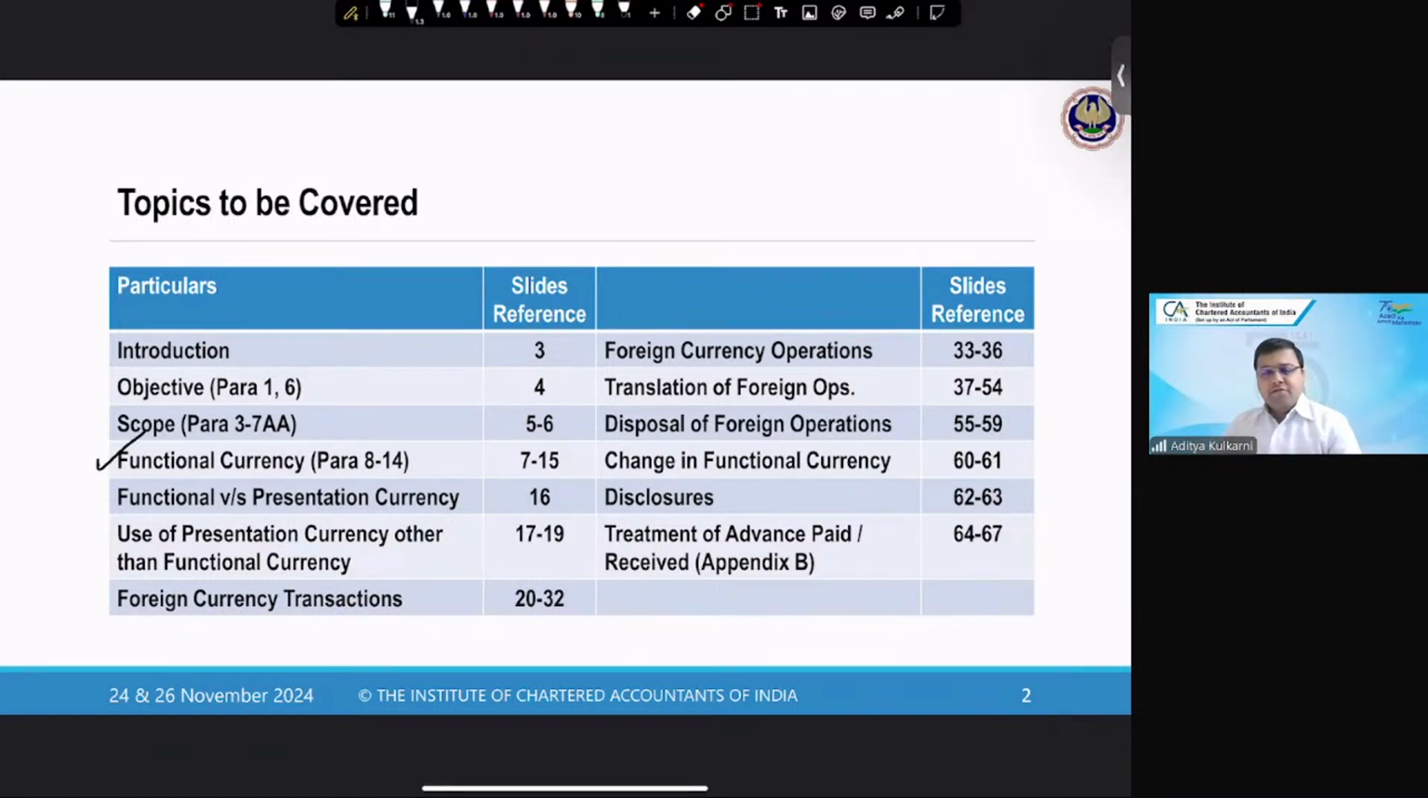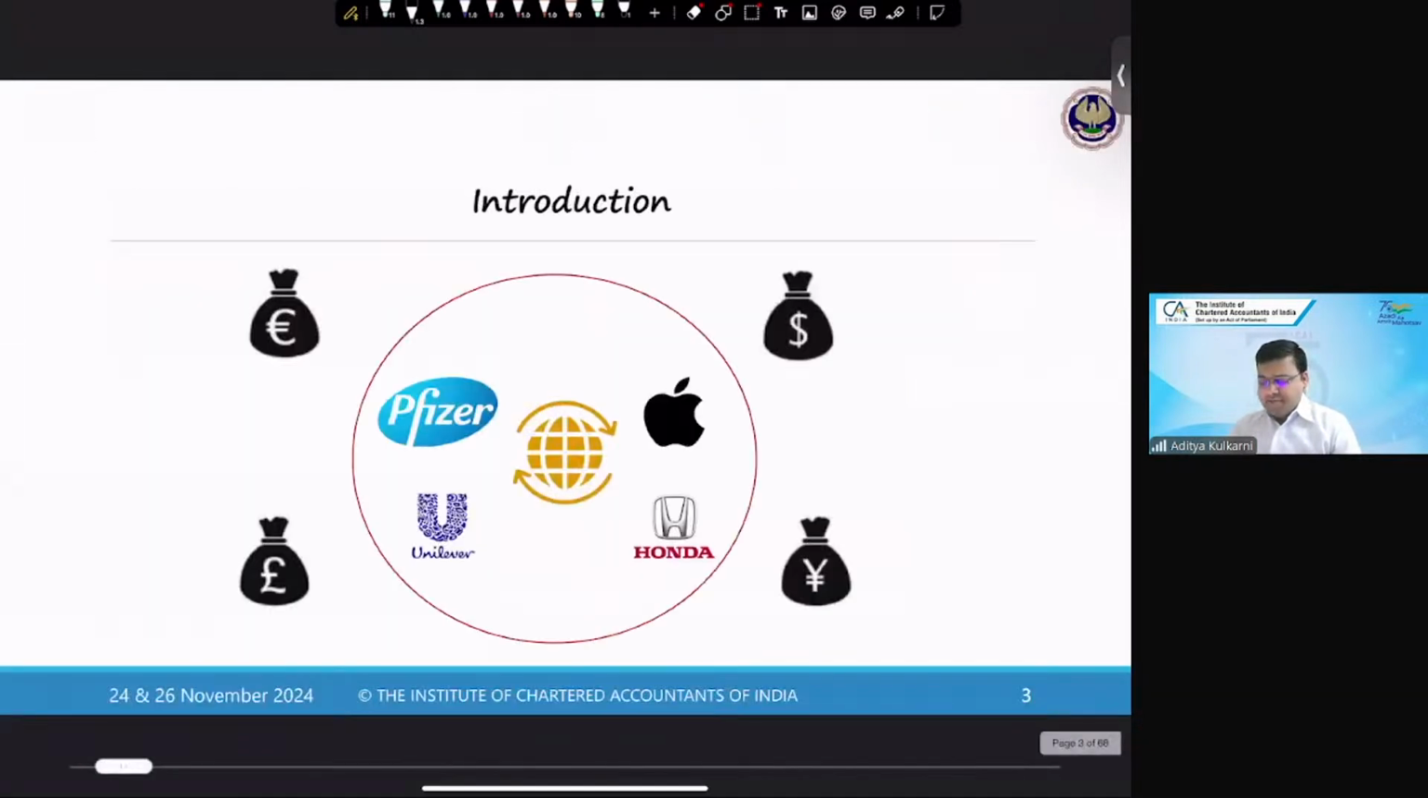And why do we have something known as a functional currency? We have three currencies in Ind AS 21: functional currency, reporting currency, or what they call presentation currency, and the last one is foreign currency. So three types of currencies are there. Then functional versus presentation, use of presentation currency other than functional currency, foreign currency transactions, operations, translation and disposal of foreign operations, change in the functional currency, and disclosures. And we have one appendix, Appendix D, that deals with treatment of advance paid or received. So that is the broad coverage of this standard.